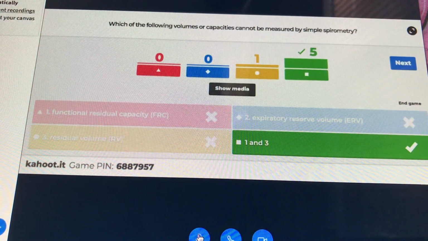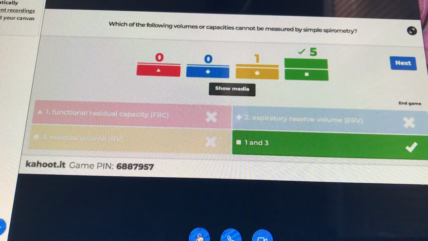Good. Why can't they be measured with simple spirometry? Can't measure your volume. Right, because you can't measure your residual volume. FRC contains your residual volume, but you can't measure that directly either. What other volume or capacity can you not measure via simple spirometry?